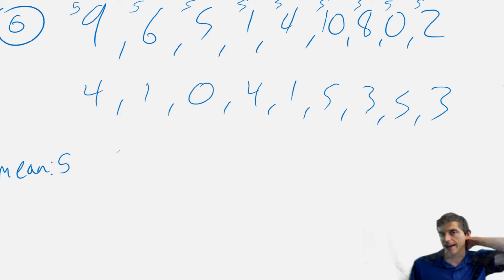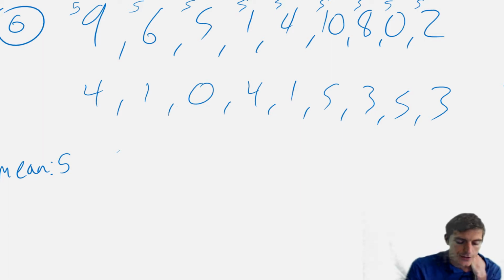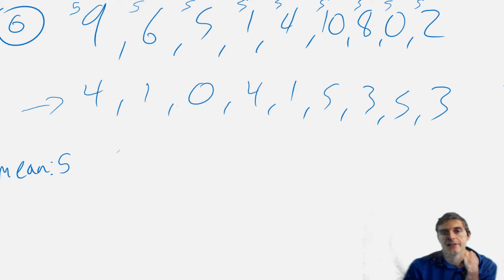Now you notice I don't have any negatives in there. I'm just trying to figure out how far off it is. So you can think about this as the absolute value of it, or just the distance away it is from the mean. So this is the distance away each one of my values are from the mean.